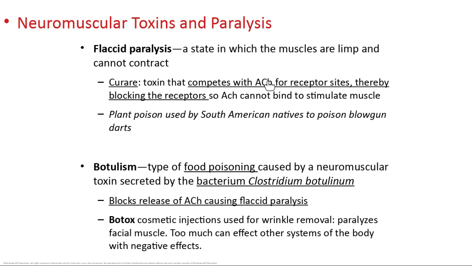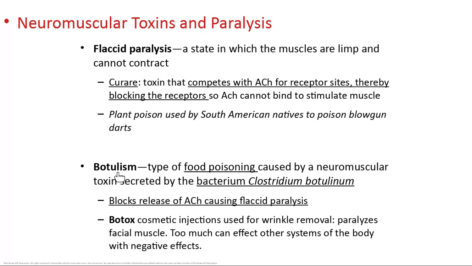Curare actually competes with ACh for ACh receptors, and it wins the competition. So curare is going to basically block the ability of ACh to bind to its receptors. Curare binds to the ACh receptor, so obviously the muscle is not going to be able to contract. Curare does not mimic ACh. It just binds to the ACh receptor, and that prevents ACh from binding, and then you're not going to have muscle contraction. So that's called flaccid paralysis.